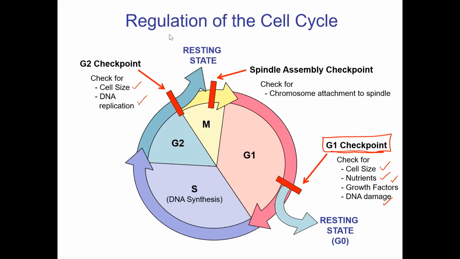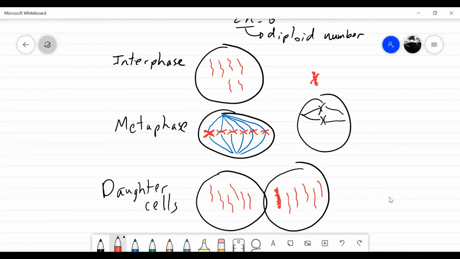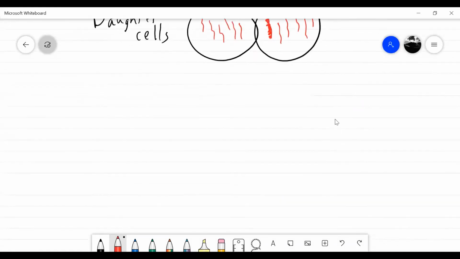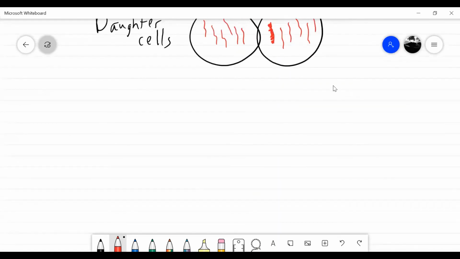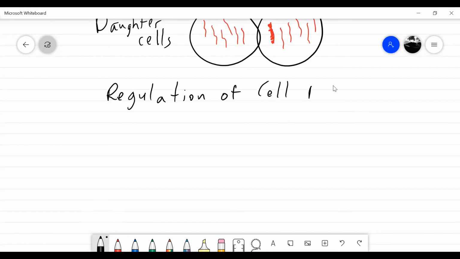So I was going to write a note for you. I'm going to go back to the whiteboard, and here's our whiteboard. Maybe I will just go down, make some space down here, and I kind of had a list for you of things that are involved in regulation of cell division. So we'll call that regulation of cell division. So not a huge note.